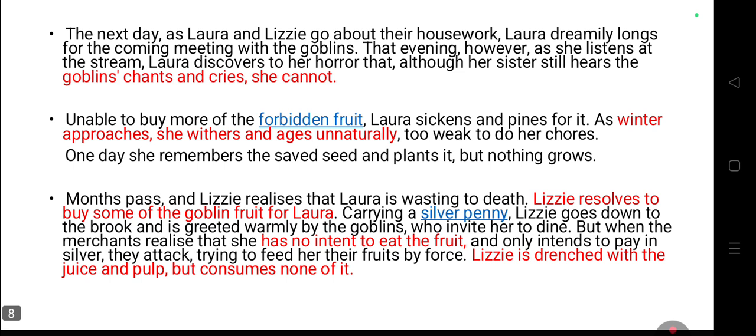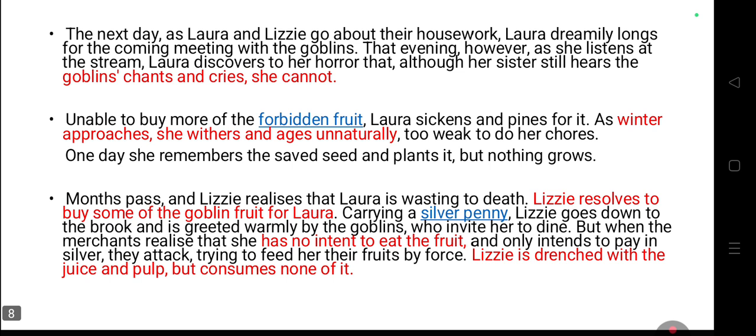So she tries to help her. Lizzie resolves to buy. She is not going to barter. She is going to buy some of the goblin fruit for Laura. So for the sake of Laura, Lizzie resolves to go to those goblin merchants to buy the fruits. But she actually doesn't know what that fruit is, what that fruit stands for. Carrying a silver penny, Lizzie goes down to the brook and is greeted warmly by the goblins.